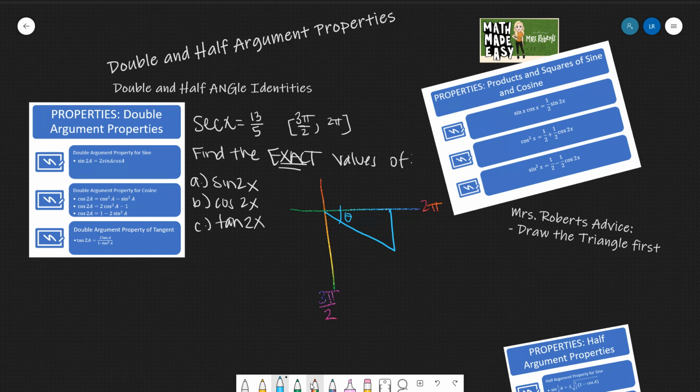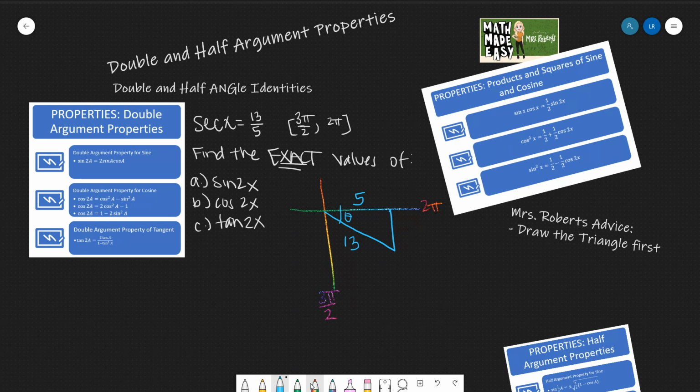Secant is the reciprocal of cosine, and cosine is opposite over hypotenuse. So that means this must be hypotenuse over, did I say opposite? I meant to say adjacent. Hypotenuse over adjacent, because cosine is adjacent over hypotenuse.